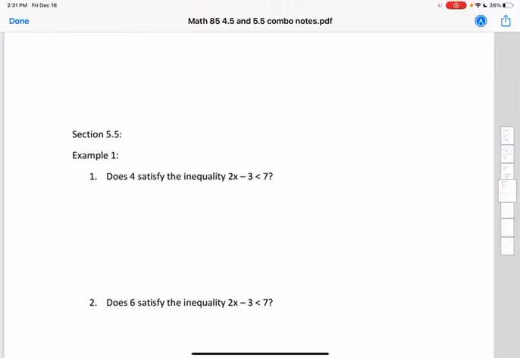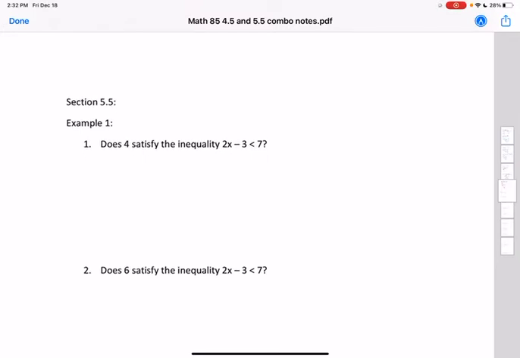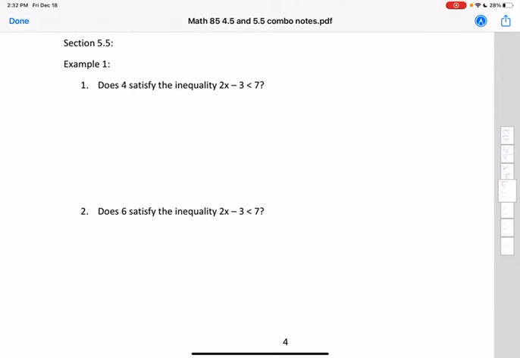All right, let's continue on in this packet here. The next section that we are looking at today is section 5.5. This is solve a linear inequality and graph the solution set. Okay, so to start, we have, does 4 satisfy the inequality 2x minus 3 is less than 7?